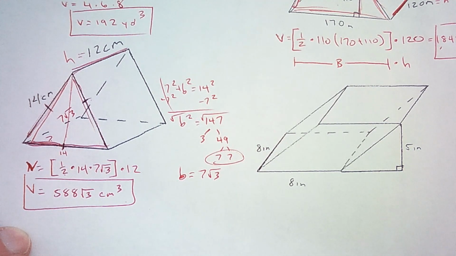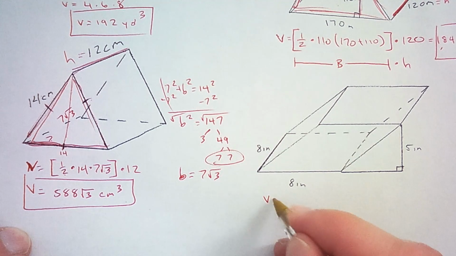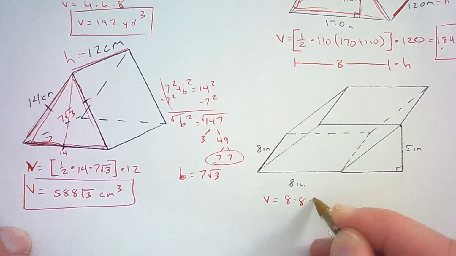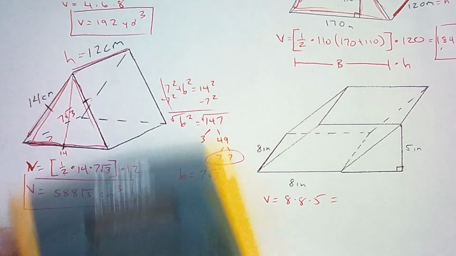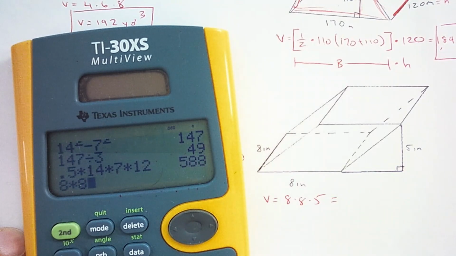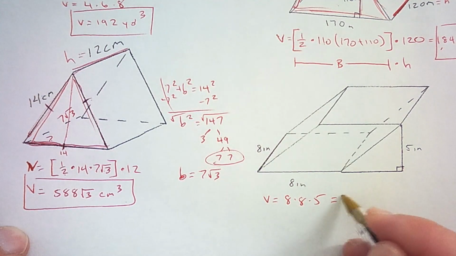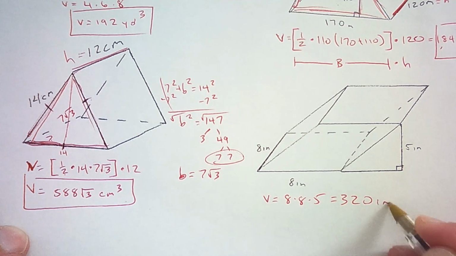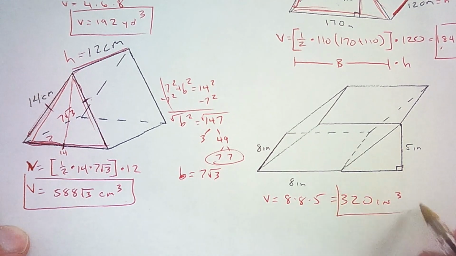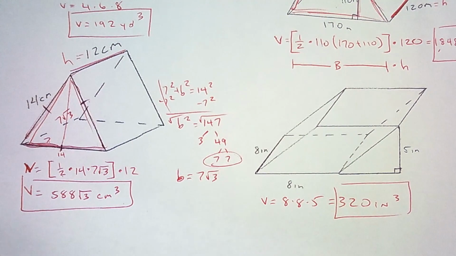So as a rectangular prism, I can use length times width times height. So it's 8 times 8 times 5. 8 times 8 times 5 is 320. So 320 inches cubed is the volume of this prism.